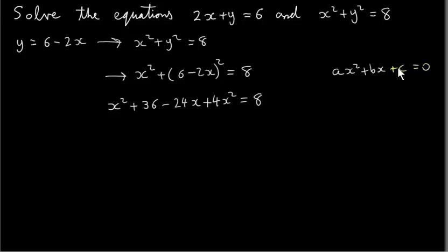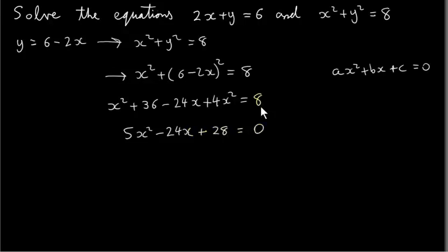Now to get it into this form, we want to have 0 on the right hand side. So this 8 has to be brought over. And we want to add up our x squared terms. So we get 5x squared. I'll write the x term down second. Okay, to get it into this form: x squared term is first, x term is second, constant term is third. The constant term is going to be 36 minus 8, which is plus 28.